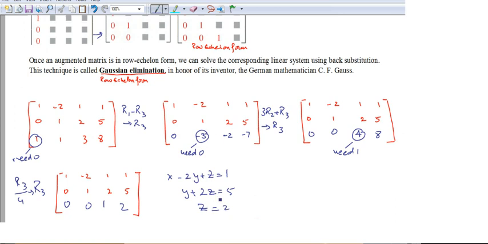So if I plug in 2 here, you will have y plus 4 equal 5, meaning y equal 1. And we already have the x, so plug it in. Plug in y equal 1 and z equal 2, in here you have x equal 1. And therefore the solution is 1, 1 and 2. This is the solution to this system using Gaussian elimination or row echelon form. I hope this was helpful.